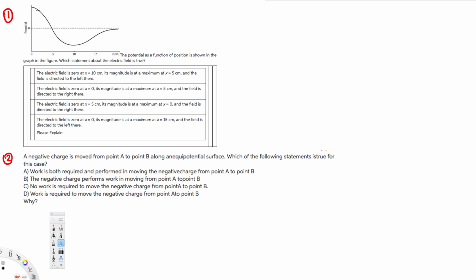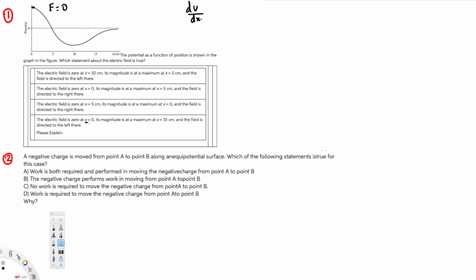If you notice, this is dV by dx, so electrical potential in terms of the distance. Here, if you notice, this is flat right here. So it means at this point the potential is flat. It means the electric field is 0 at this point. So E is 0 at this point. So one of these conditions must be true.